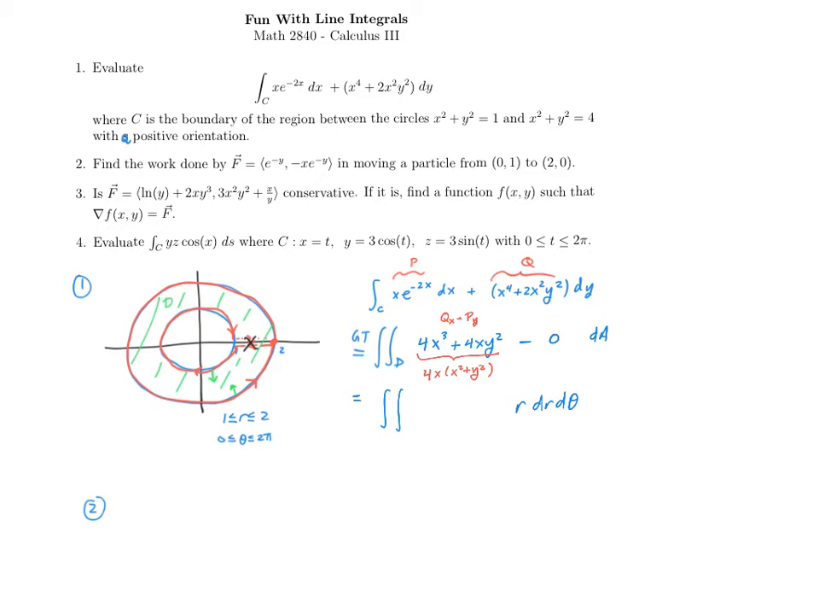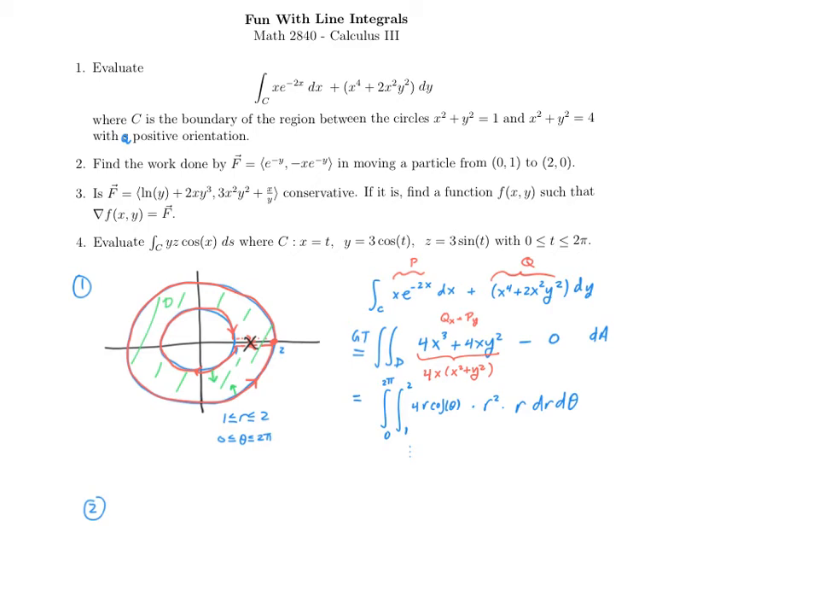So a bit more conveniently, we would have 4r cosine theta from the 4x. X squared plus y squared is r squared. The r values vary from 1 to 2, and the theta values vary from 0 to 2 pi. At this point we have a potentially very quick integral to evaluate. If you break it up into an integral over theta times an integral over r, you can ask yourself, what happens when you integrate cosine from 0 to 2 pi? But I will let you take care of those remaining details.